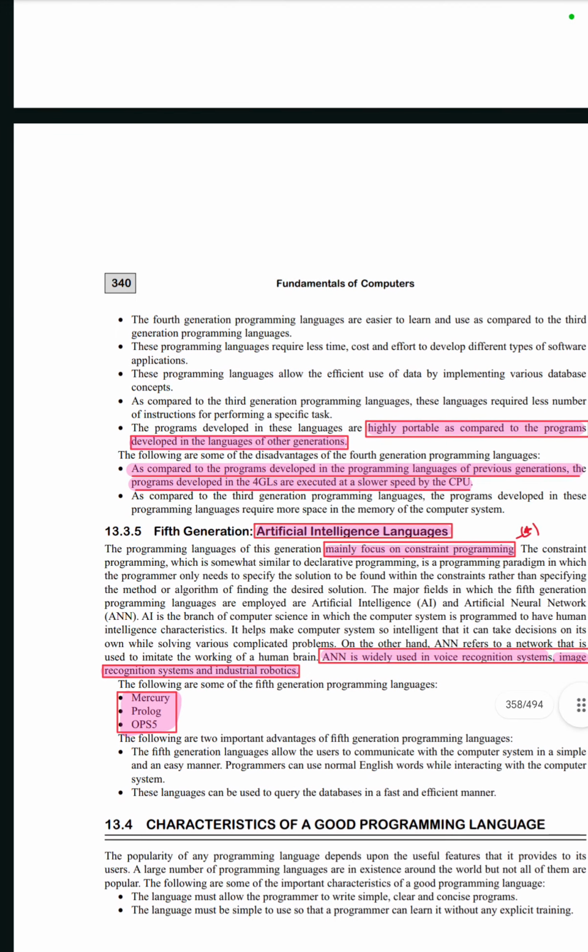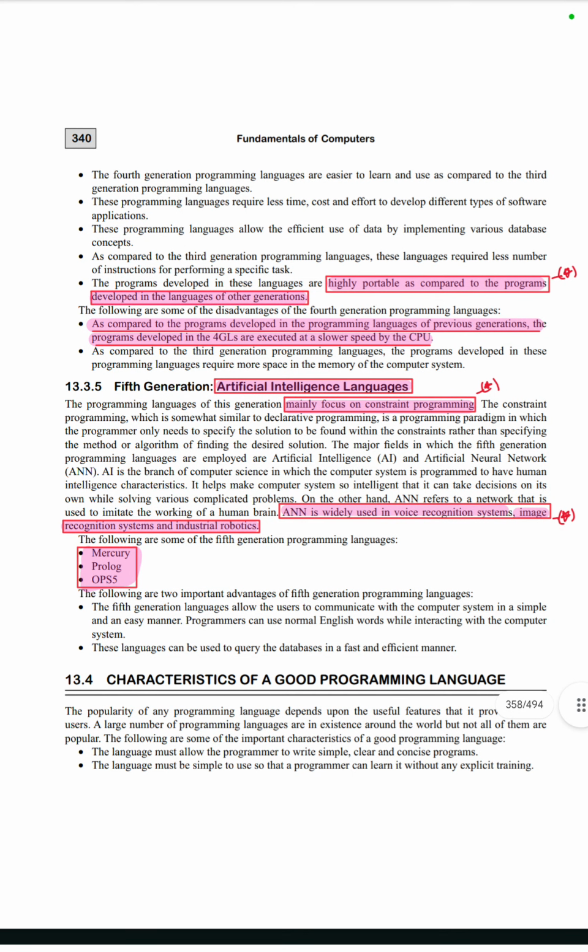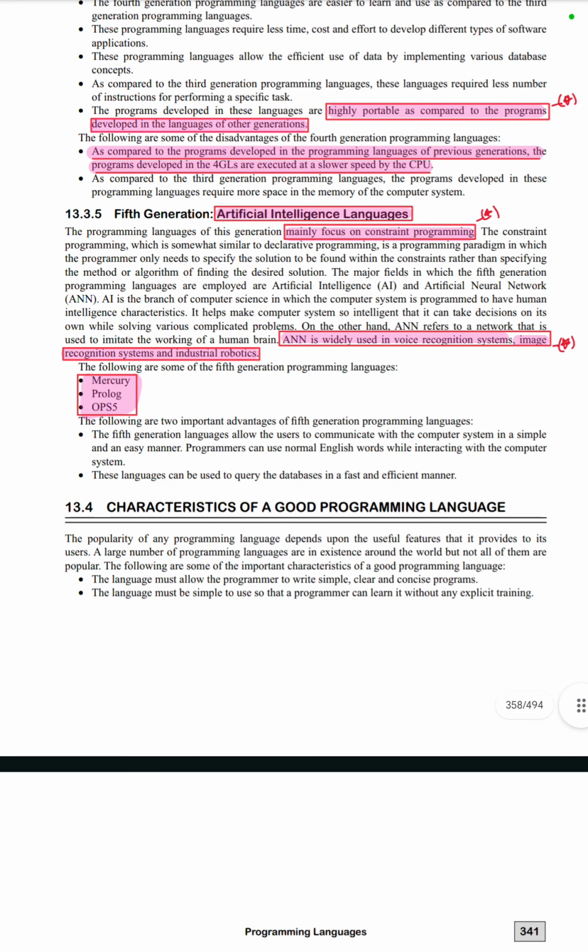Fifth generation: artificial intelligence languages mainly focus on constraint programming. ANN is widely used in voice recognition systems, image recognition systems, and industrial robotics. ANN means artificial neural network, which is used to imitate the working of the human brain. Following are some of the fifth generation programming languages: Mercury, Prolog, OPS5.